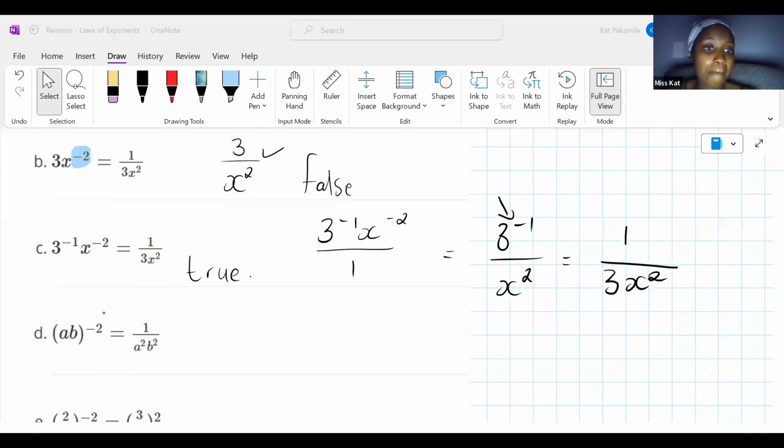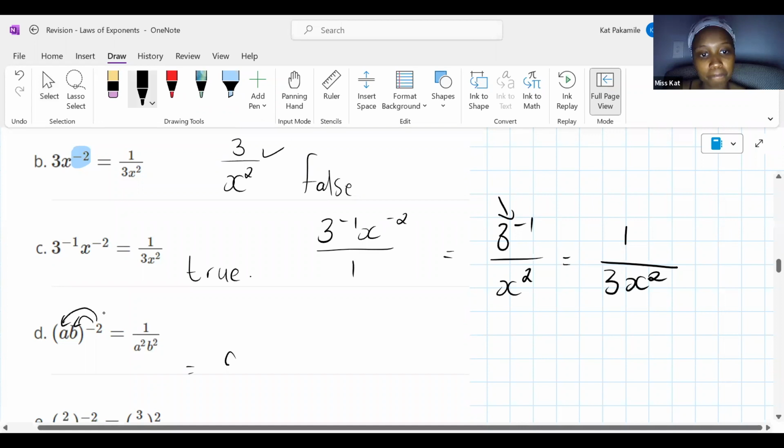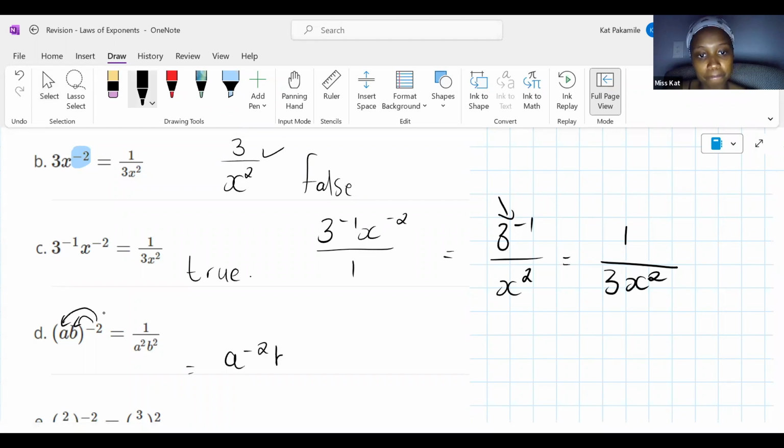So firstly, I'm going to distribute the -2, by saying a to the power of -2, b to the power of -2. And then after that, since they're negative, I put 1 over a to the power of 2, b to the power of 2. So this was true. Thank you very much.